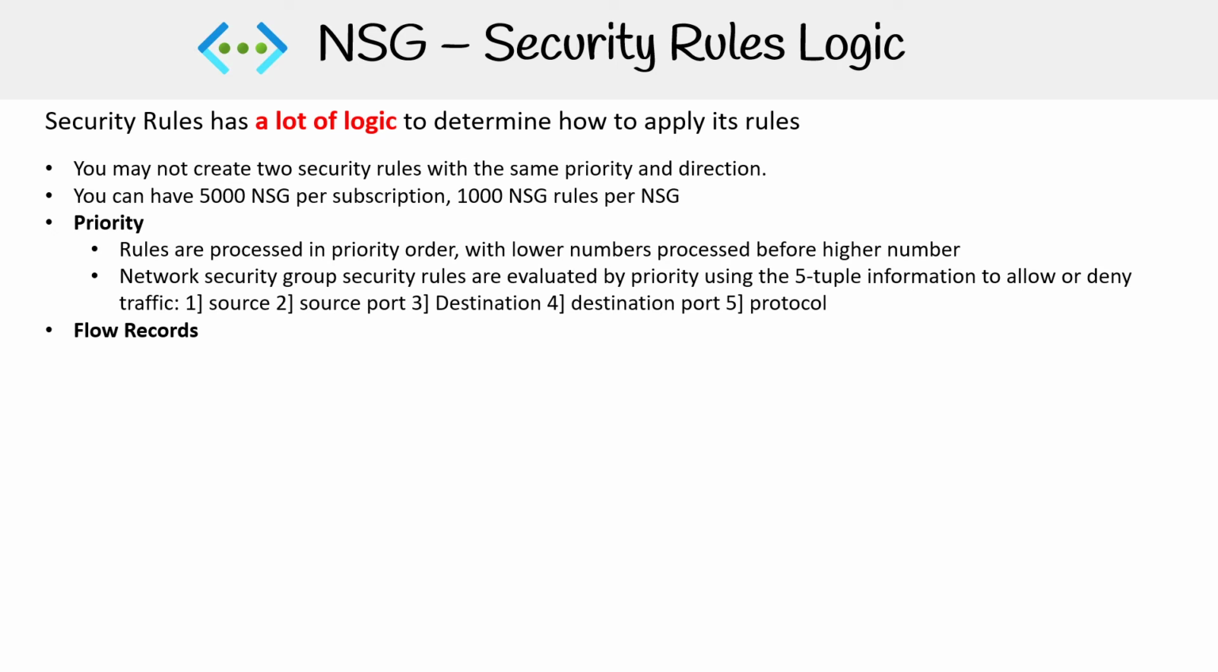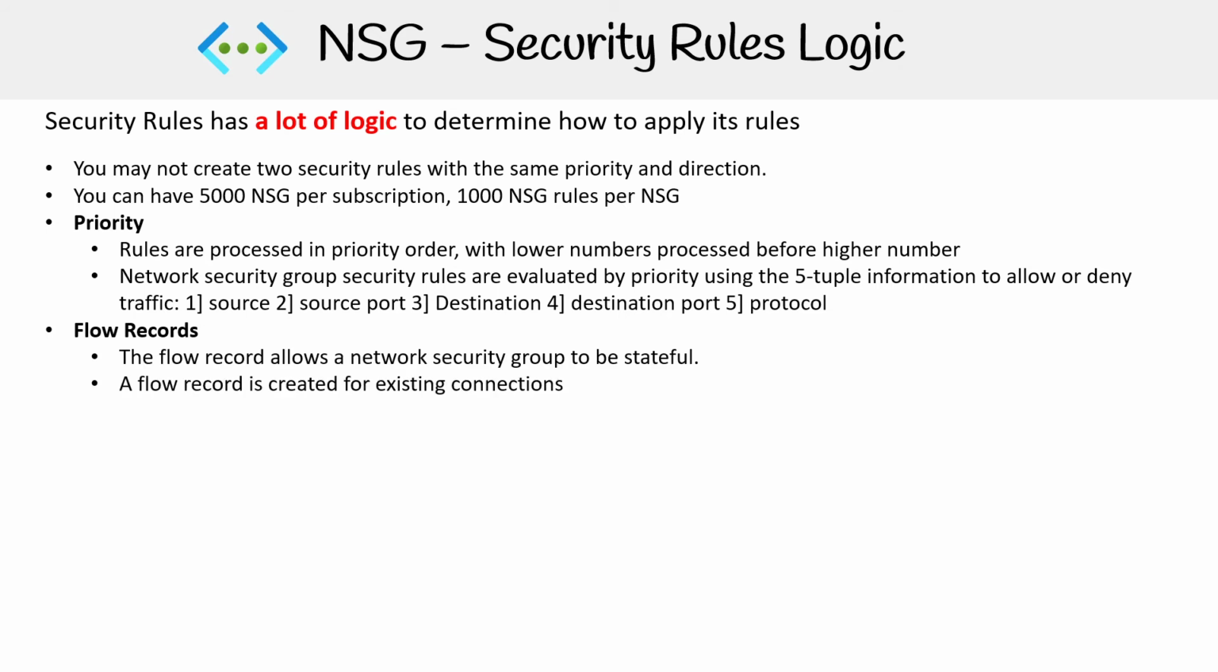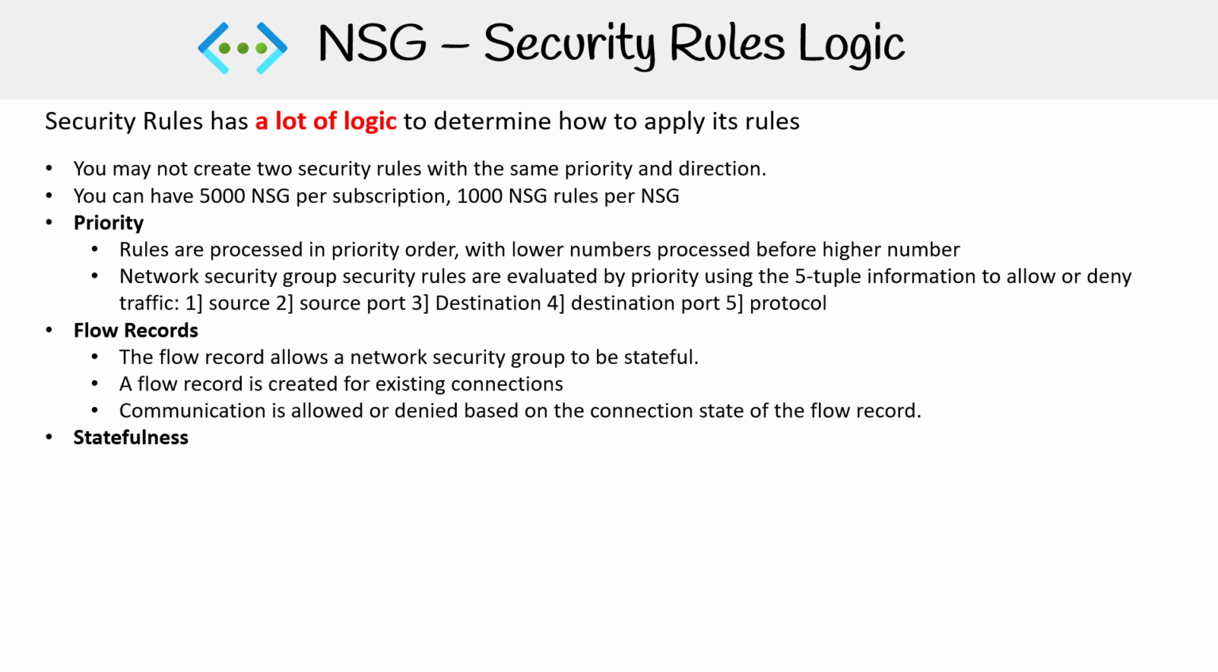Then there are flow records. They don't exactly explain what they are, but I assume the idea is that when a request flows through the NSG, they're attaching additional information to it. So the flow record allows a network security group to be stateful. A flow record is created for existing connections. Communication is allowed or denied based on the connection state of the flow record. And so let's talk about statefulness.